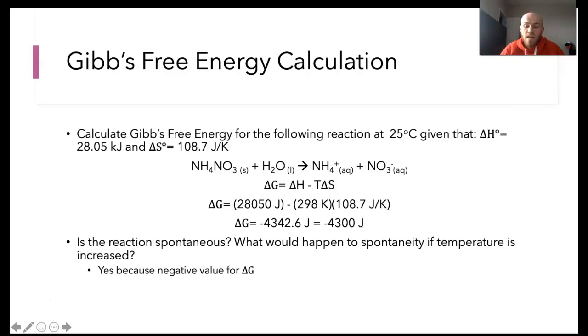So what would happen to spontaneity if temperature is increased? If you look here at our equation of Gibbs free energy, if we multiply that entropy by a larger number, so if we would have a higher temperature, we'd multiply the entropy by a higher number, we would get a much larger value there, and we're subtracting it from the change in enthalpy. And so our value is just going to keep getting more and more negative the higher the temperature that we go in this case. All right, and so spontaneity would increase with temperature because we would just keep subtracting a much larger number from our initial change in enthalpy.